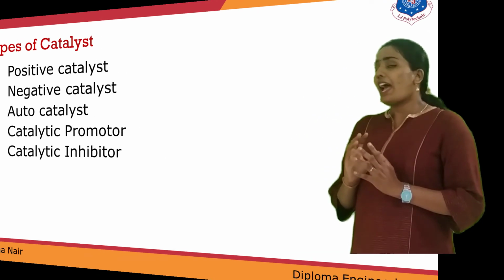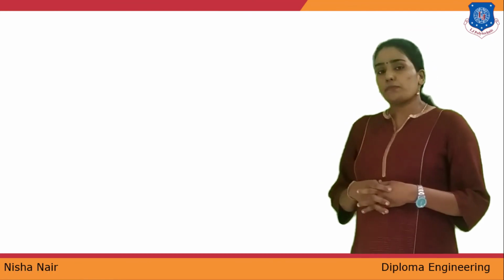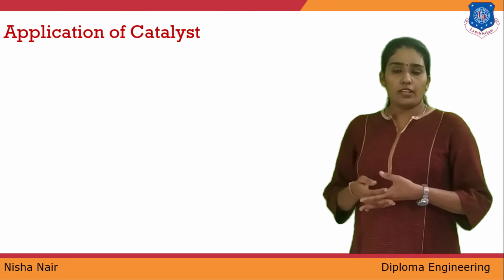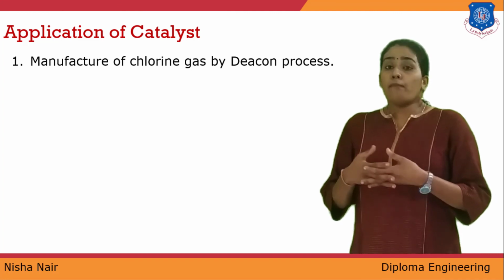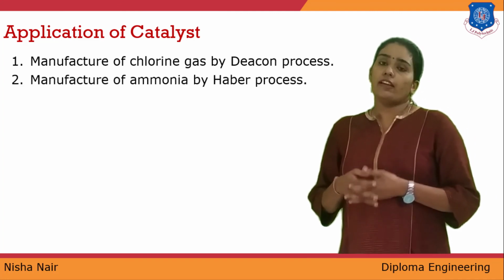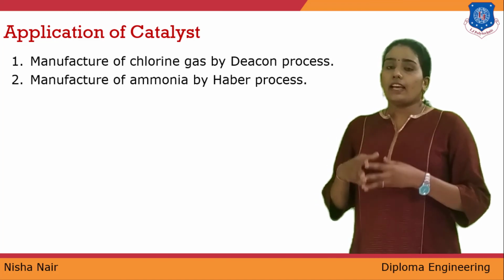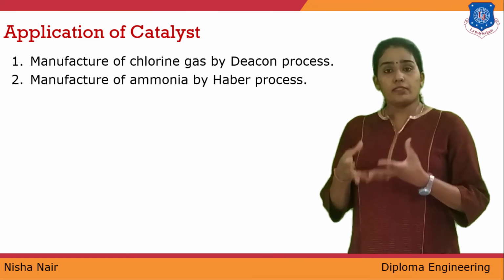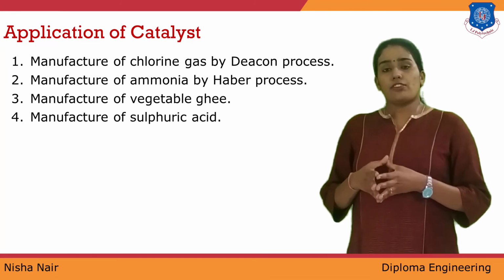Now next is applications of catalyst. There are different applications of a catalyst. For example, first process is the Deacon process, which is used to produce chlorine gas. It is also one catalytic reaction. Second, the Haber process, where ammonia is formed. Suppose nitrogen and hydrogen gas react in the presence of iron, it results in the formation of ammonia gas. Such a process is named the Haber process. Then in the process of sulfuric acid, a catalyst is also used. In the process of vegetable ghee formation, a catalyst is also used. So these are the applications of a catalyst.